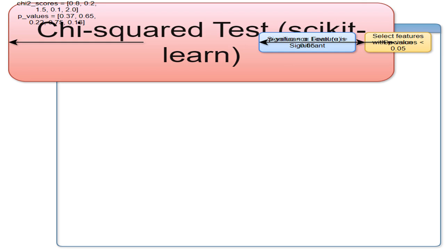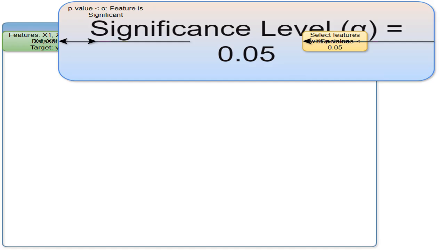Chi2 scores show how strongly each feature is related to the target. Higher is better. P-values tell me the probability of seeing my results if there's actually no relationship. I've set my significance level alpha to 0.05. This means that I will only consider a feature important if there's less than a 5% chance that the relationship between it and my target variable is just random.